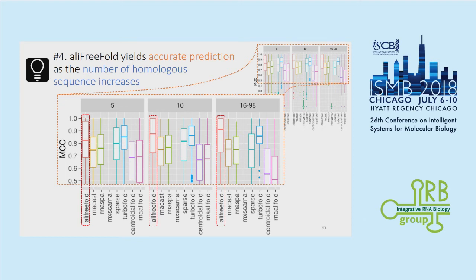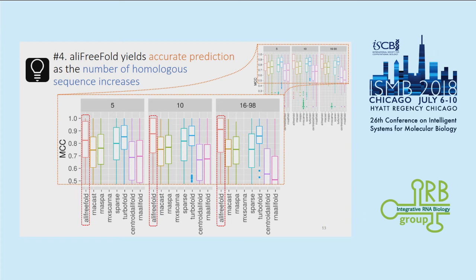And the reason why aliFreeFold is able to do that, I think, is really because of its weight function. The weight function that we developed is based on the entropy. So with much more data, we expect to have a much more precise score, a much more relevant entropy. So that explains why, by increasing the number of homologous sequences, we get better results.